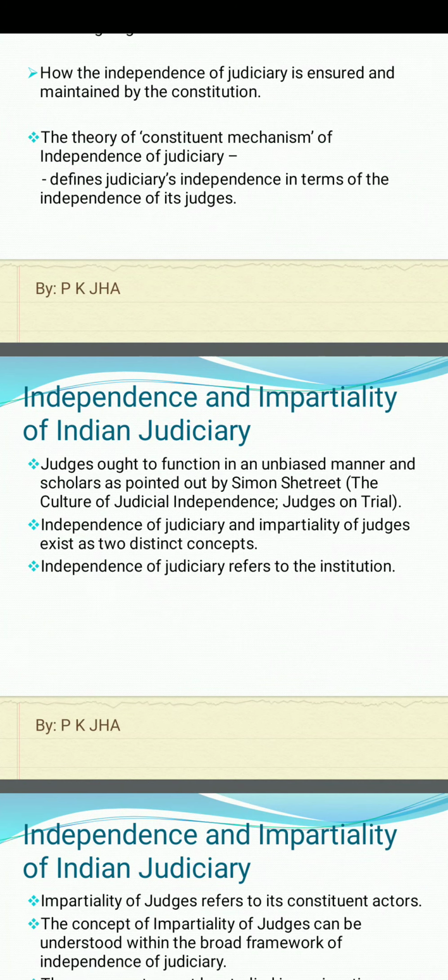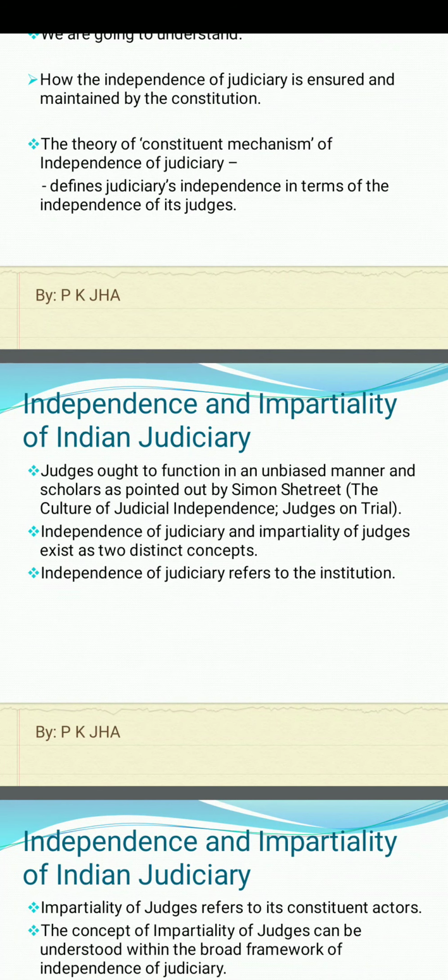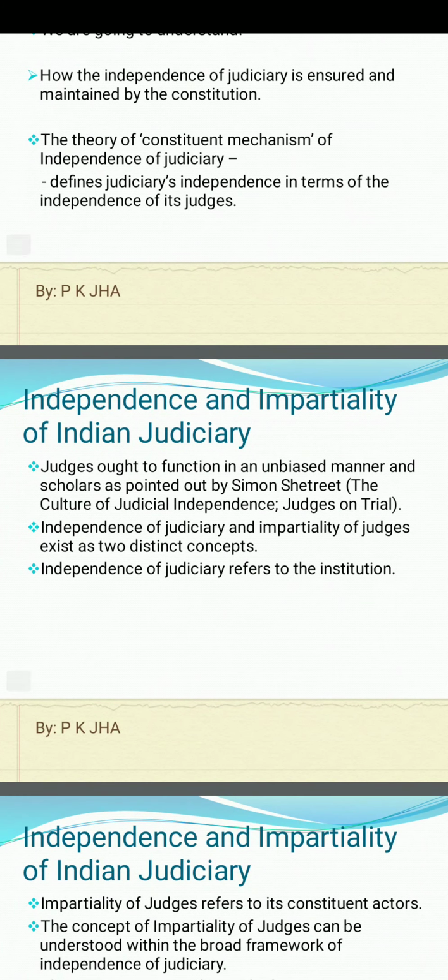Exceptions are there, and for that purpose, we have a detailed procedure of impeachment of our judges also, children. In the next topic, we will discuss the impeachment of judges. How are they impeached? How can they be removed from their post? Okay, so judges must function in an unbiased manner, undoubtedly, and scholars, as pointed out by Simon Shetreet in the culture of judicial independence and judges on trial, have written in detail why and how every jury member ought to function, and we have enough expectations from the jury members to function in an unbiased manner.